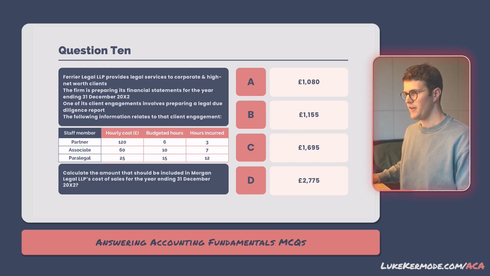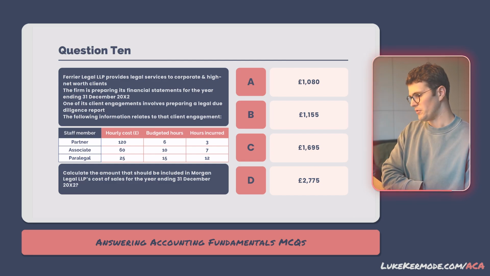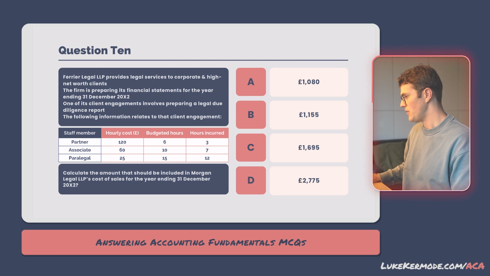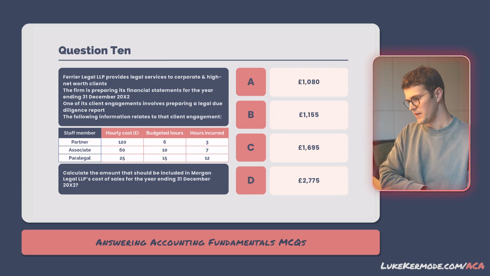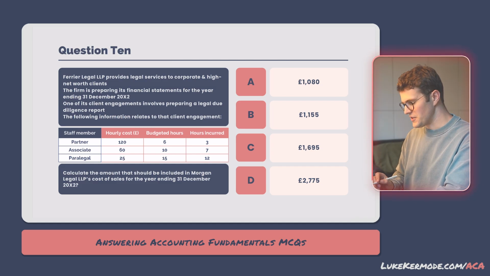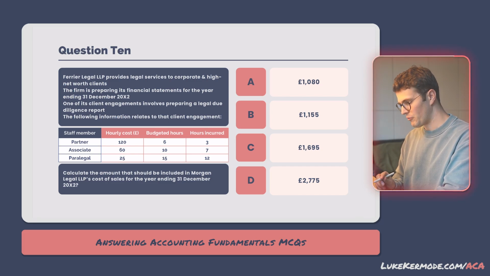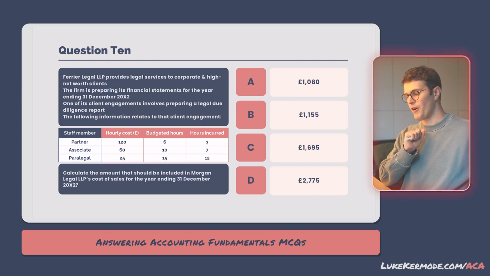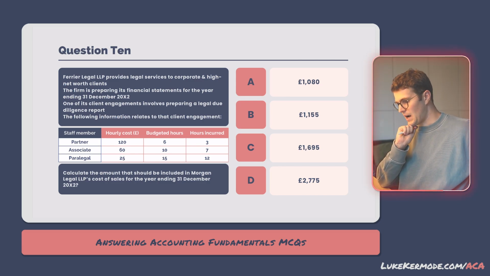Cool. Last question for this video is a work in progress question. So we're told that Ferrier Legal LLP provides legal services to corporate and high net worth clients. The firm is preparing its financial statements for the year ending 31st of December 20x2. One of its client engagements involves preparing a legal due diligence report. And we're given the following information which relates to that client engagement. So the table includes 3 staff members. We have a partner who has an hourly rate of £120, an associate with an hourly rate of £60, and the paralegal has a £25 rate. And we're also given their budgeted hours for the period and the hours that they actually incurred on the engagement.